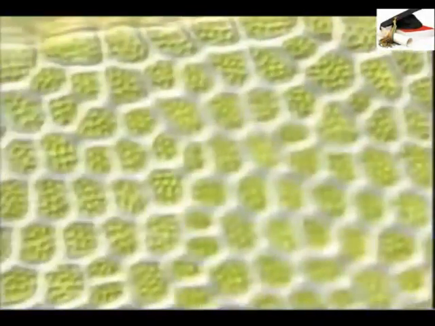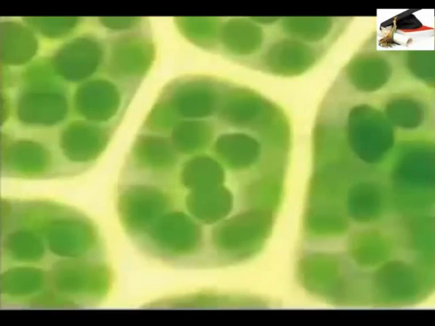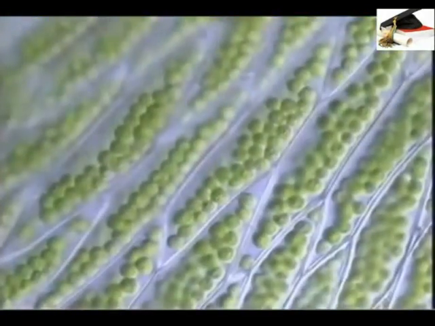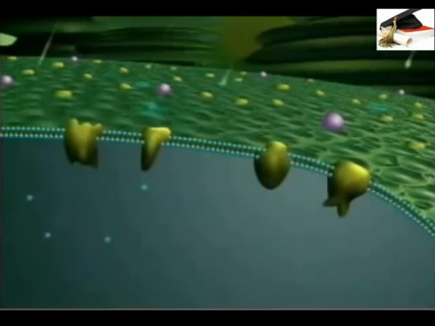Chlorophyll molecules and other photosynthetic pigments are located in the granum, which provides a large surface area to accommodate a large number of chlorophyll molecules. Chlorophyll molecules absorb light energy, which is necessary for photosynthesis to take place. The stroma contains enzymes that speed up the process of photosynthesis.